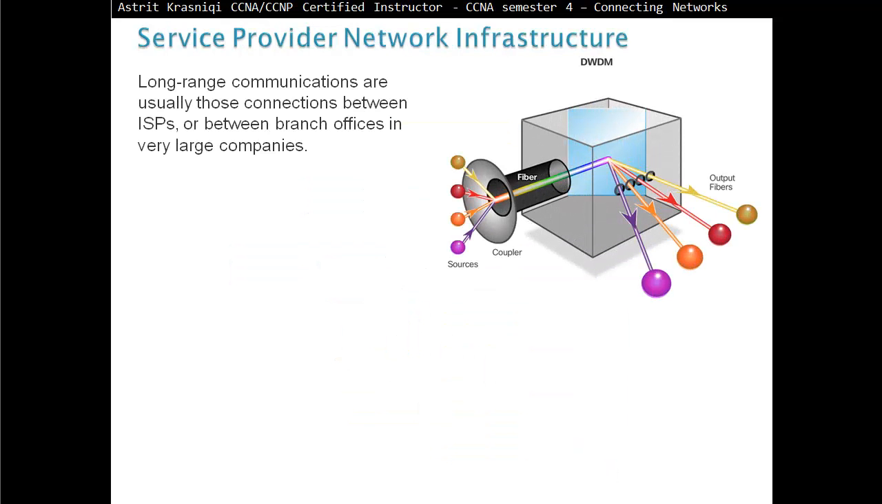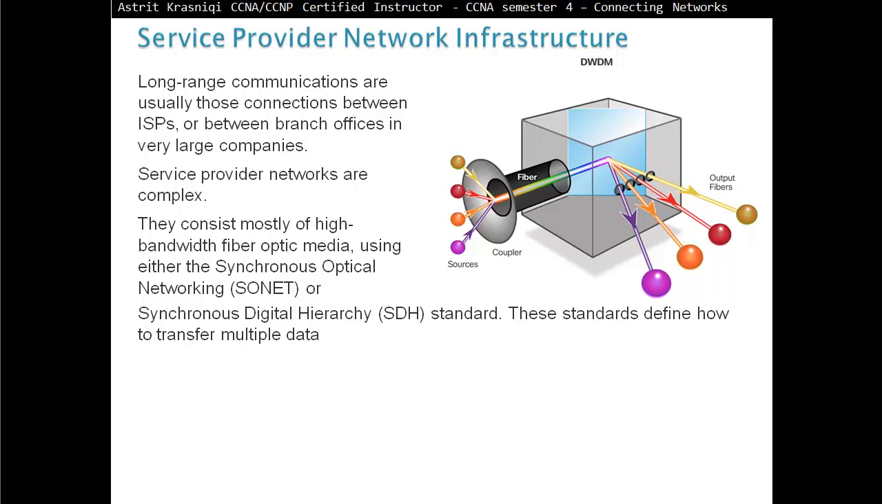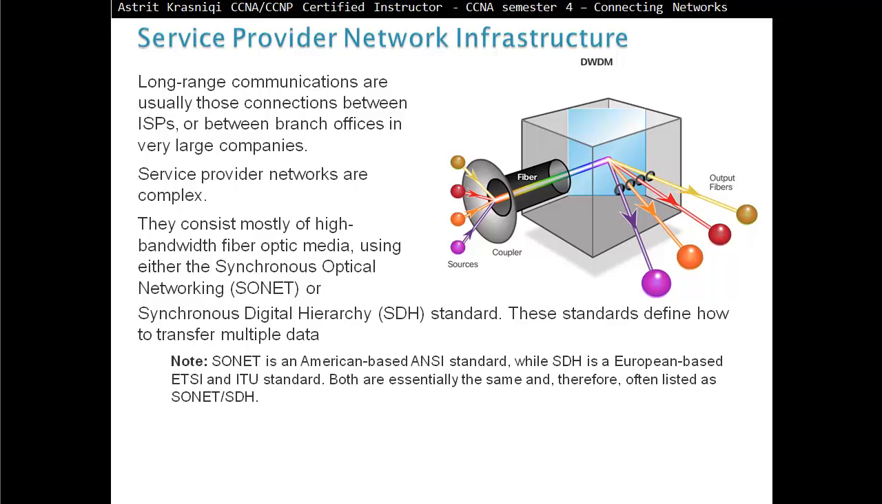Service provider network infrastructure. Long-range communications are usually those connections between ISPs or between branch offices in very large companies. These are called long-range. Service provider networks are complex. They consist mostly of high bandwidth fiber optic media using either the synchronous optical networking (SONET) or synchronous digital hierarchy (SDH) standard. These standards define how to transfer multiple data. SONET is an American-based ANSI standard, while SDH is a European-based standard.